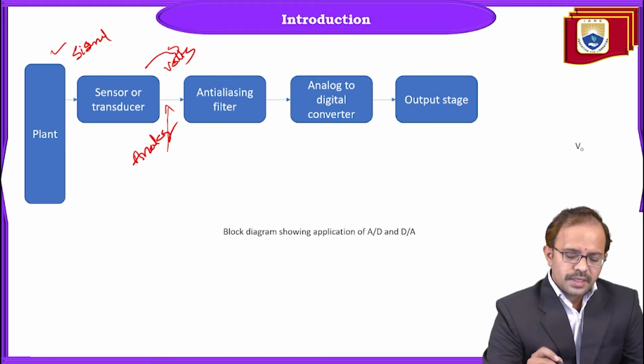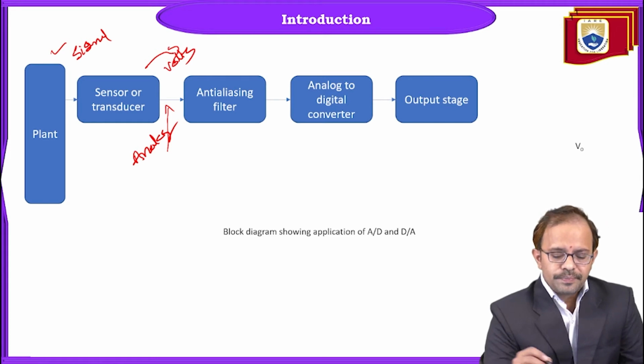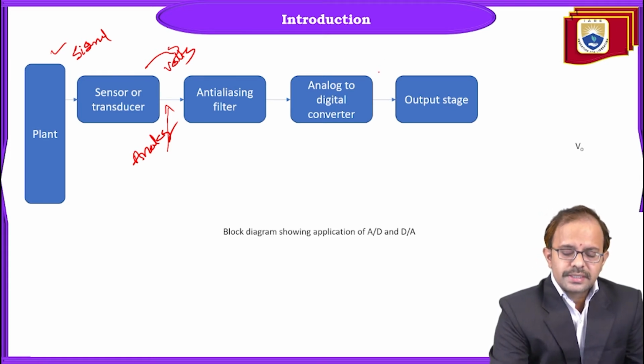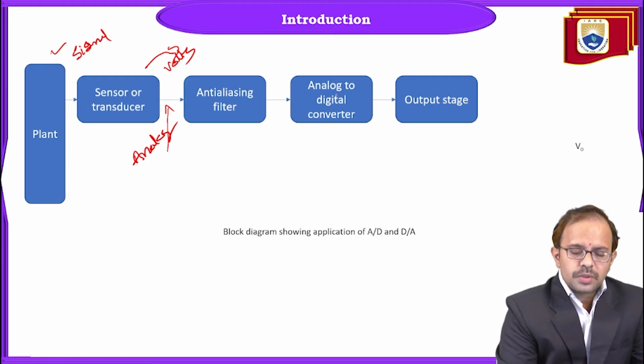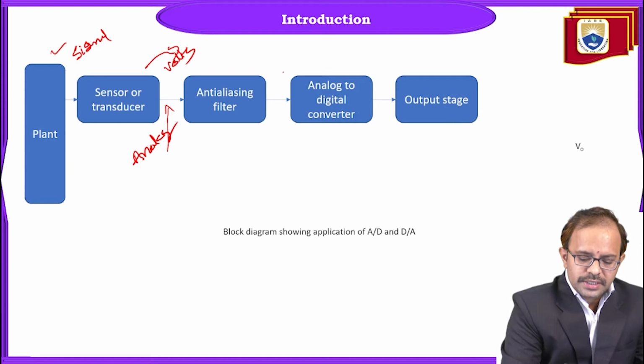So to achieve the digital data, immediately we are going to perform an analog to digital operation. So what is the input to the analog to digital block?